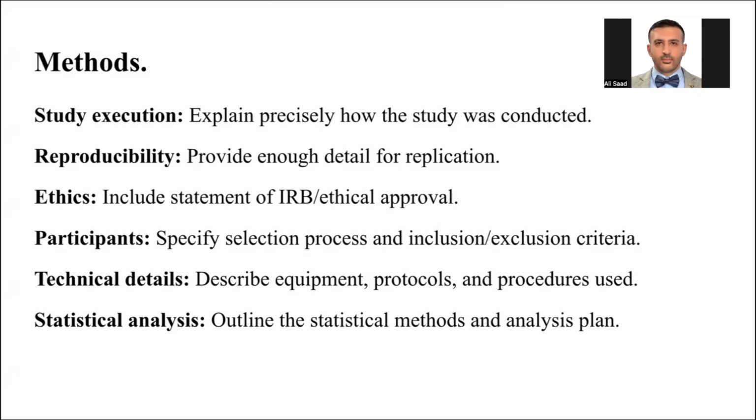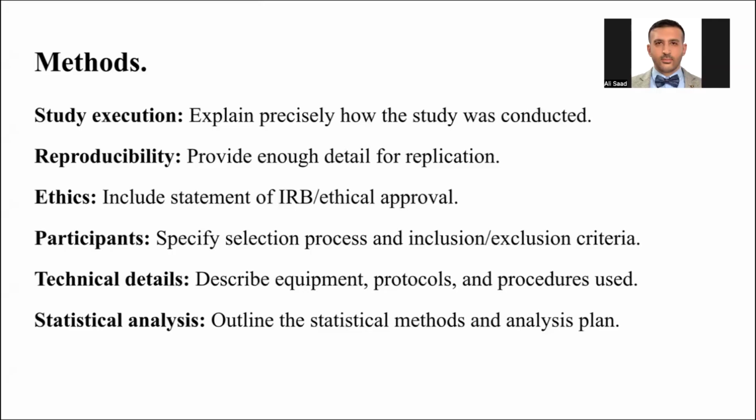For example, if another researcher did the same steps of your manuscript, he will reach the same results. So it will provide enough detail for replication. This is very important. You can also show your statement for institutional review board and ethical approval from your university. For participants, specify the selection process, inclusion criteria, and exclusion criteria for your paper.